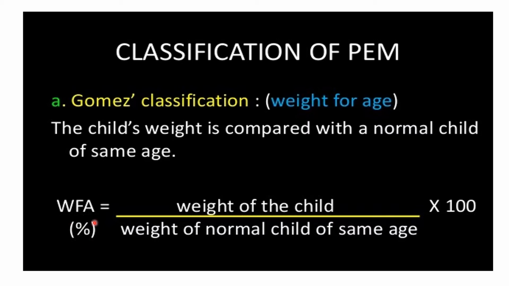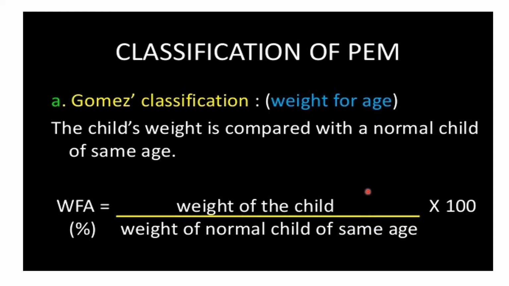The weight for age percentage: that is the weight of the child, the existing weight, then the weight of the normal child of the same age. If we are taking the weight of a 1 year old child, we have to take the normal child of the same age. Where do we get this weight of a normal child of the same age? We get this from the standards.